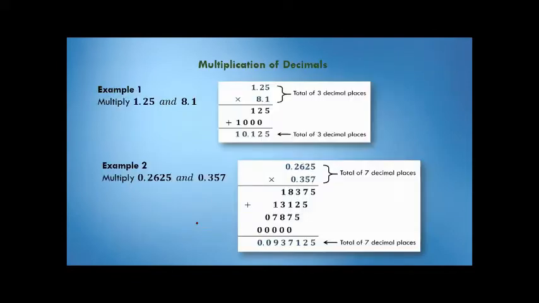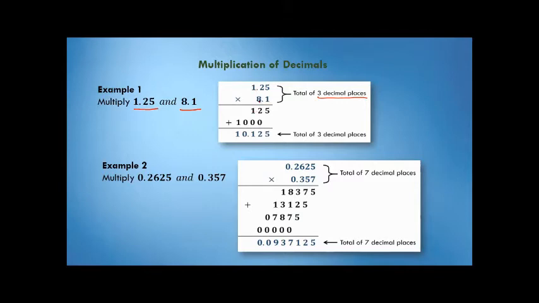So, we have example number 1, 125 times 8.1. Isulat natin siya ng ganitong position. Bilangin ang decimal place. Yung una, 2. Yung pangalawa, 1. Kaya a total of 3 decimal places. So, i-multiply natin 1 by 1. 1 times 5 is 5. Then 1 times 2 is 2. Then 1 times 1 is 1.